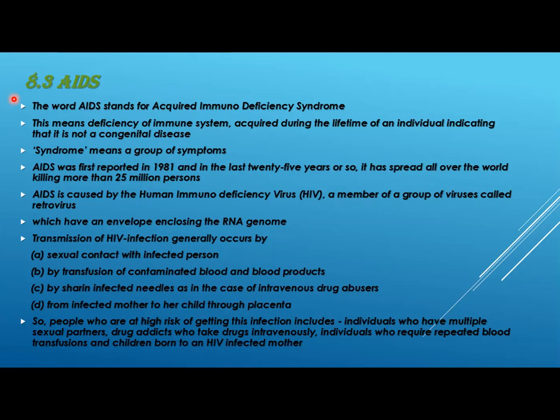Transmission of HIV infection generally occurs by sexual contact with the infected person or by transfusion of contaminated blood and blood products, by sharing infected needles, as in the case of intravenous drug abusers, or from infected mother to her child through placenta. So people who are at high risk of getting this infection include individuals who have multiple sexual partners, drug addicts who take drugs intravenously, individuals who require repeated blood transfusions, and children born to a HIV infected mother.